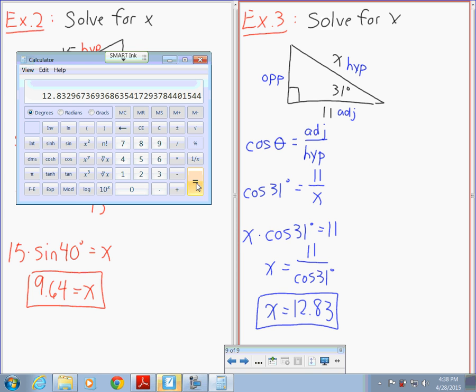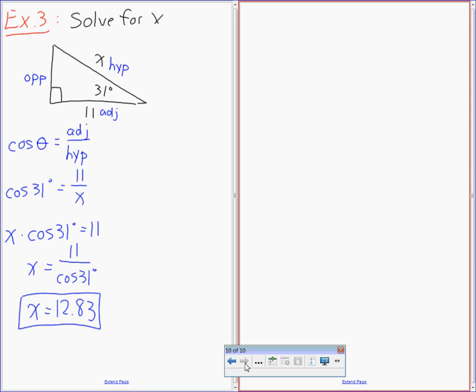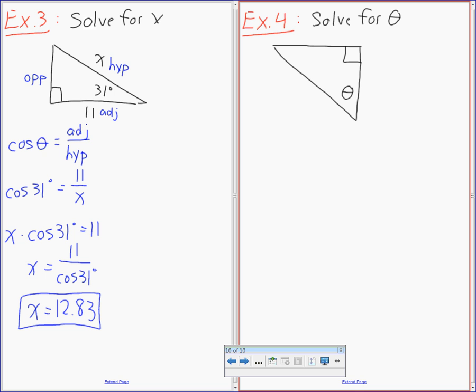Okay, let's move on to solving for angles now, which is a little bit more awesome, but still very doable. We're on to example 4. Example 4 says solve for theta. I'll take you through this first one. You guys can do the second one yourselves. Oh, it's a messy looking triangle. Yeah, 18 and 16.